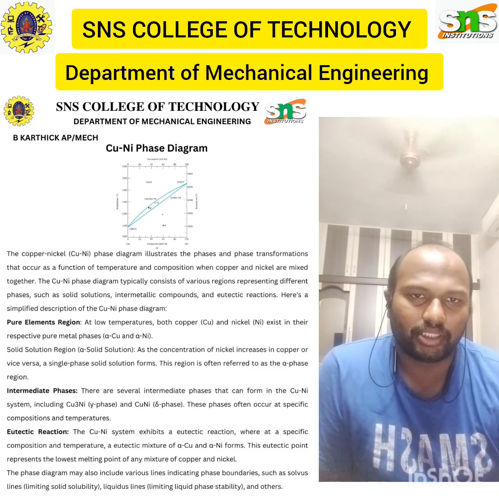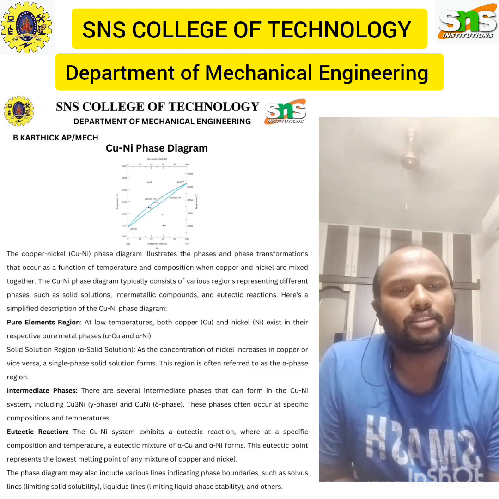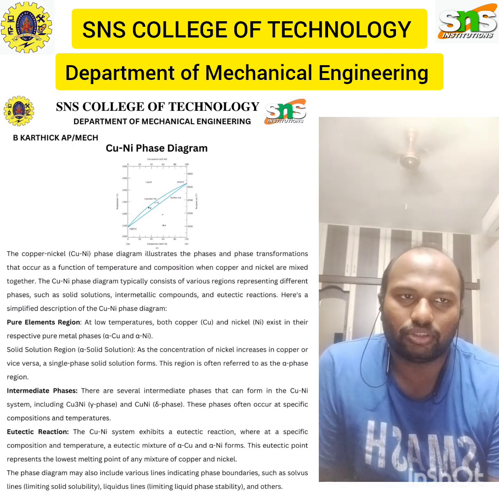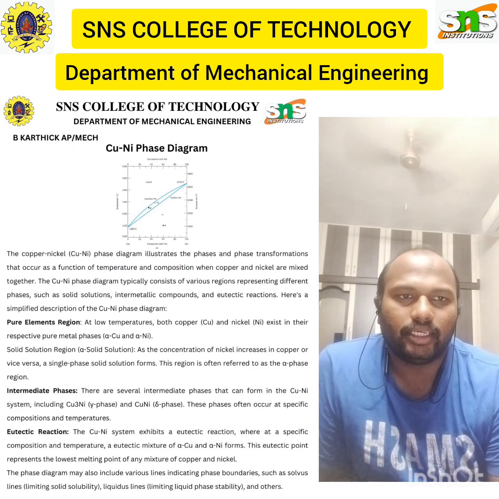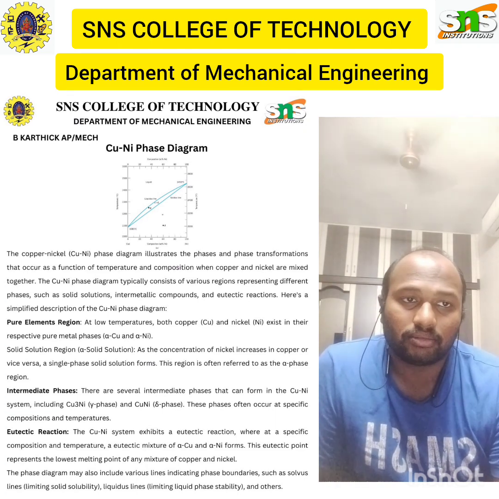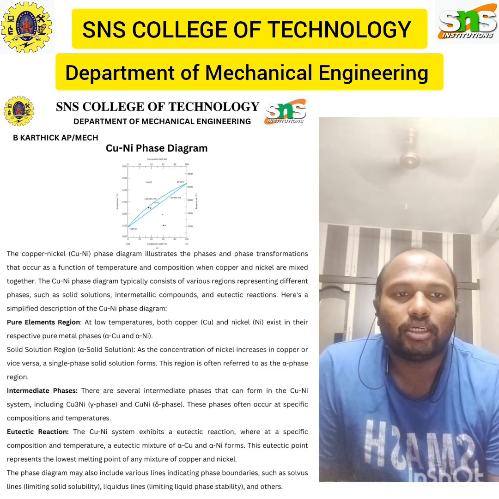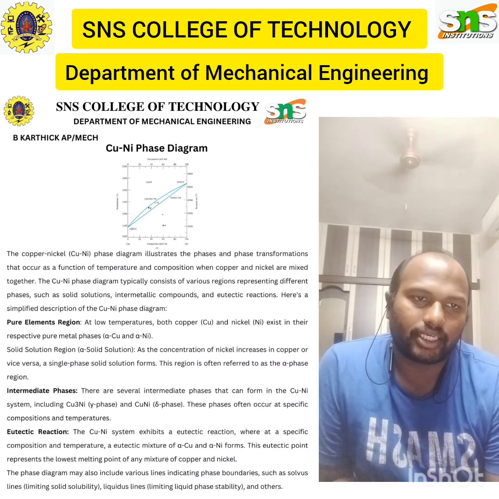This copper nickel phase diagram illustrates the phases and the phase transformations that occur as a function of temperature and composition when copper and nickel are mixed together. The diagram typically consists of various regions representing different phases, such as solid solutions, intermetallic compounds, and eutectic reactions. Here is a simplified description. The first one is the pure element region. At low temperatures, both copper and nickel exist in their respective pure metal phases as alpha copper and alpha nickel.